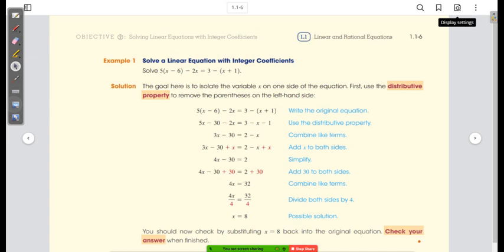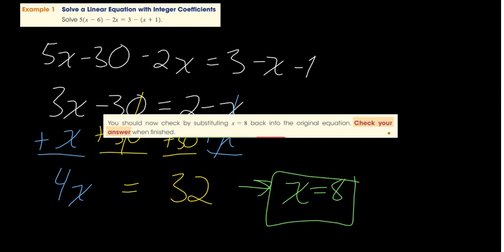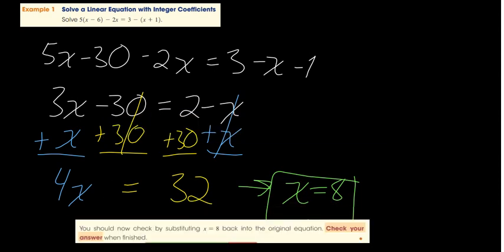Real quickly, actually, let's snip this, even though I didn't do it. Okay, so this reads, you should now check by substituting x equals 8 back into the original equation. Check your answer when finished. Now, if you're anything like me, you just kind of assume that you're either right or you're wrong and you move on, right? And I am that way. Now, you're more than welcome to plug this 8 back into our original equation up here, onto the x's, and then you'll see that they do indeed work out.